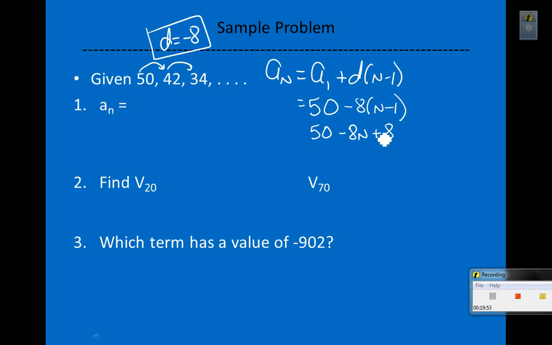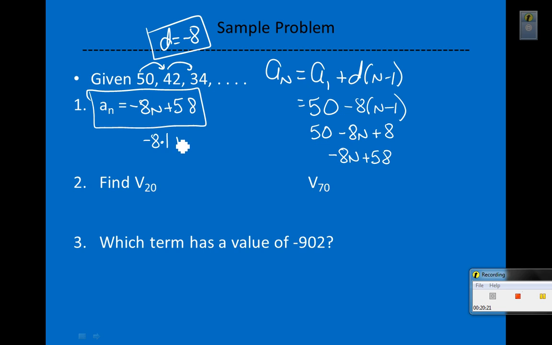I will show you what happened if you didn't catch that. So I've got negative 8n plus 58. So my formula, a sub n equal negative 8n plus 58. Hey, make sure it's right. In your calculator, I'm going to go negative 8 times 1 plus 58, and I better get 50. And then I'm going to go negative 8 times 2 plus 58, and I'm going to get 42. So I know my formula is right.